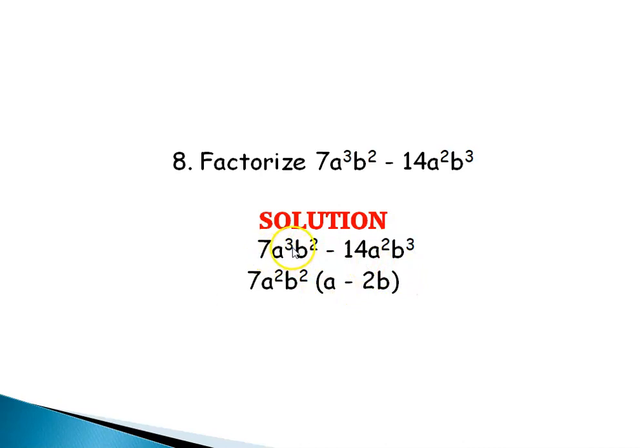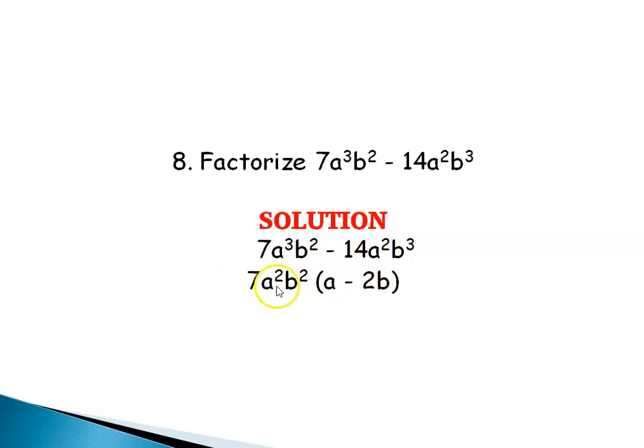7a raised to the power 3 b raised to the power 2 divided by 7a raised to the power 2 b raised to the power 2. You know this 7 will cancel out this 7. This is a square. If I say a raised to the power 3 divided by a raised to the power 2, that will give me a. And then this b square will cancel out this b square. I'm left with a.